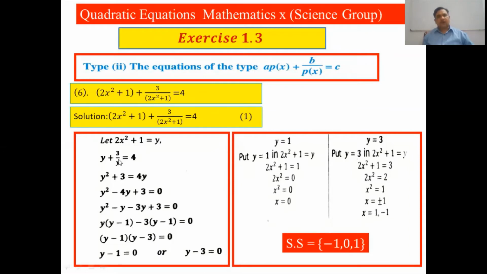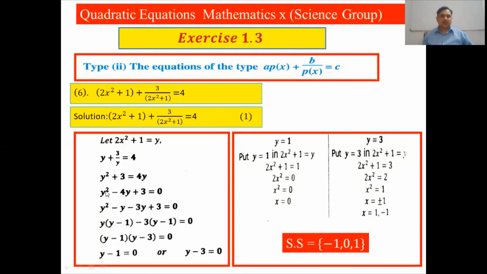Now we have to multiply by y on both sides. Why? Because this y is the LCM of this equation. So multiplying both sides by y, we have y² + 3 = 4y. Shifting 4y to the left-hand side and writing this quadratic equation in standard form.